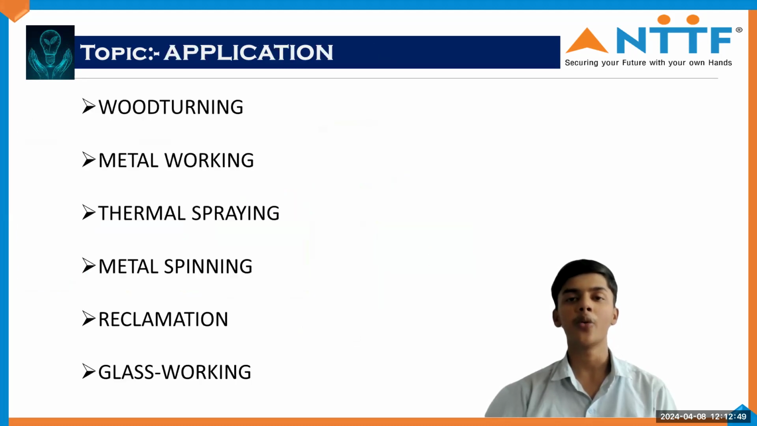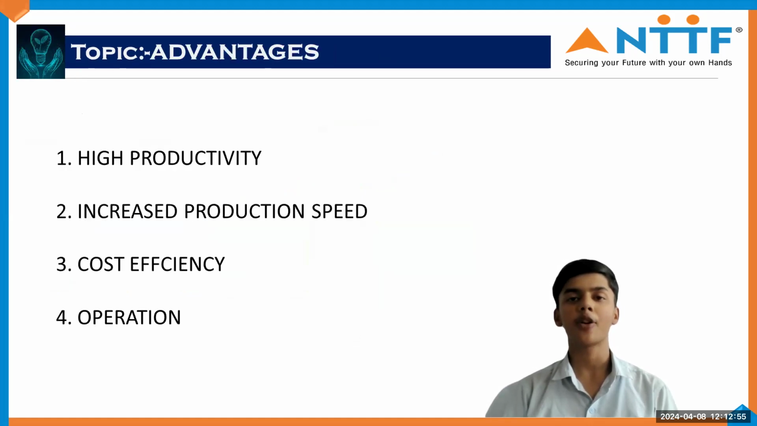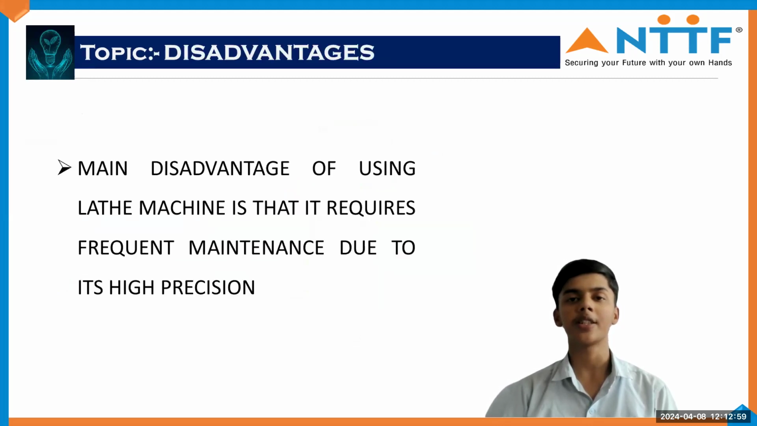Now, application: wood turning, metal working, thermal spraying, metal spinning, reclamation, and glass working. Advantages: high productivity, increased production speed, cost efficiency, and operation. Now, disadvantages. The main disadvantage of using a lathe machine is that it requires frequent maintenance due to high precision.